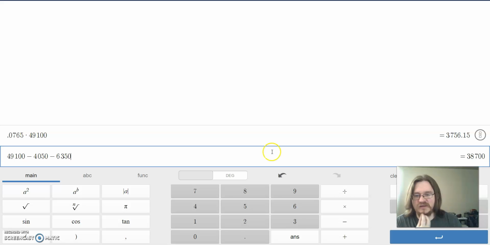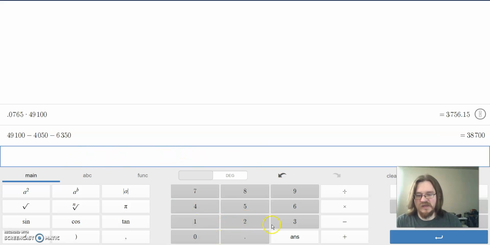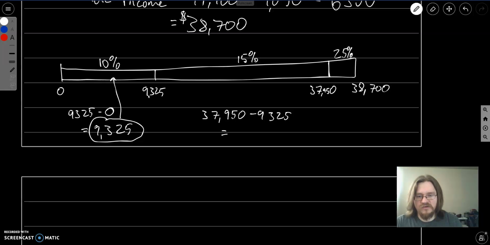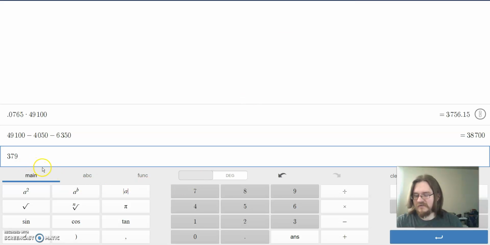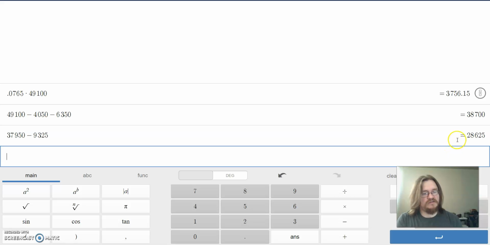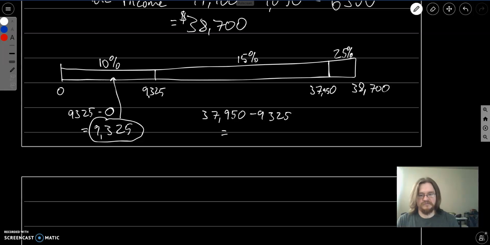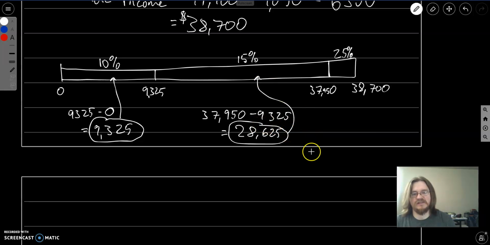Let's go back to our calculator. So we have 37,950 minus 9,325, and that gives us 28,625. So 28,625. This is how much money fits into the next tax bracket.